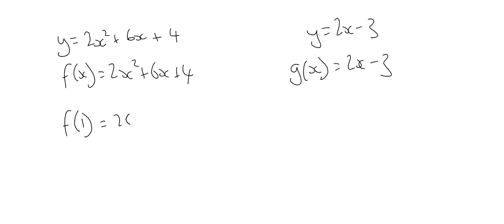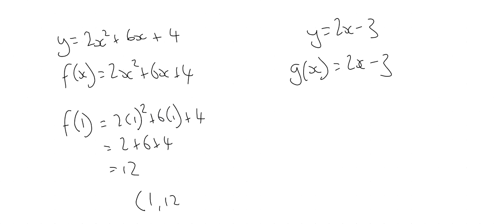So I can put in 1. So this is 2 plus 6 plus 4, which is 12. Now, all I've done is replace x with 1 and then figured out what that equals. That means this is a point on that graph. There is a point (1, 12), okay? So this is a way for us to find out information about the graph.